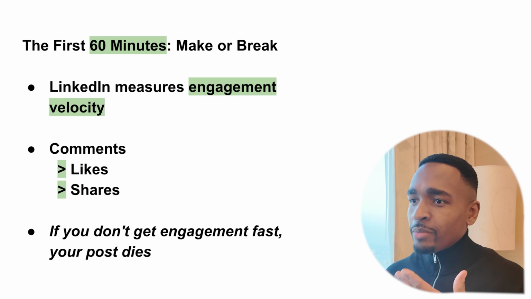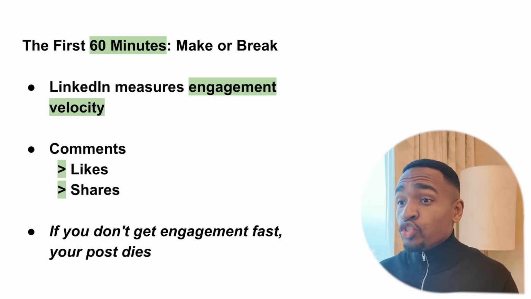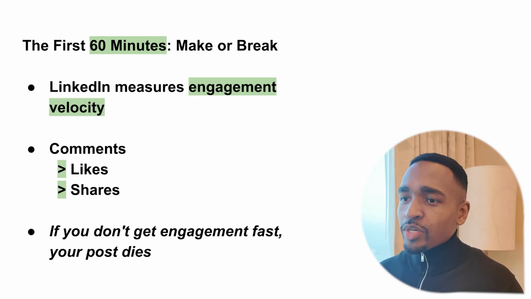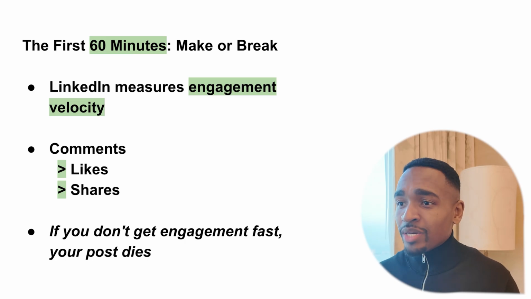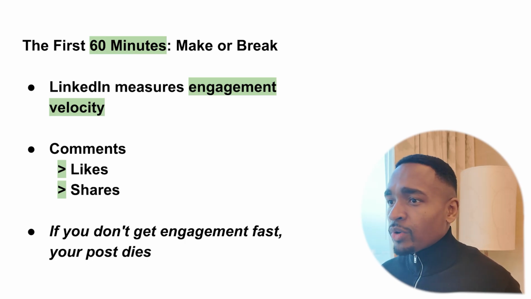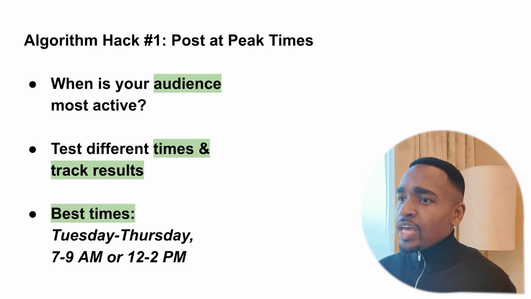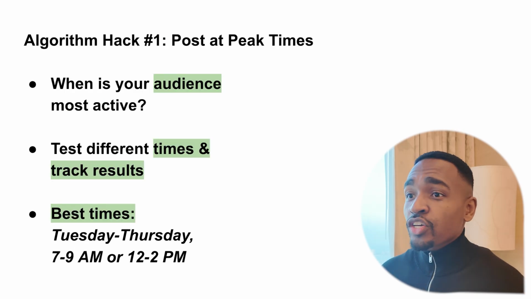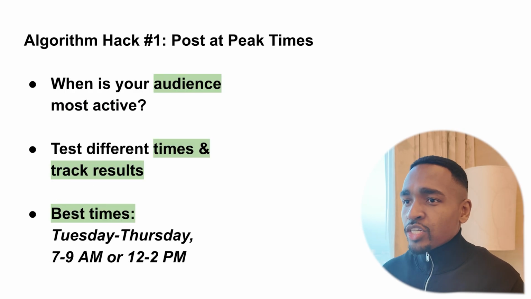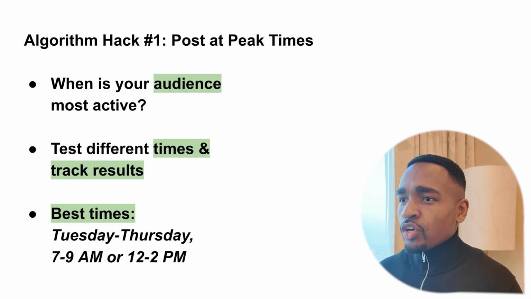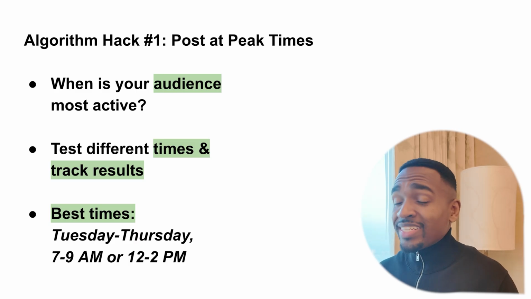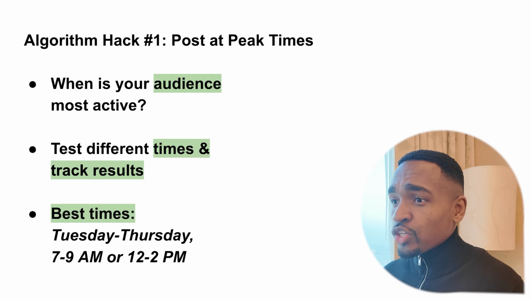This is why your timing, your engagement strategy, and your post structure matter so much, because you really need to maximize engagement in that critical first hour. So with that being said, if you post when your audience isn't actually online, you're not going to get as much engagement in the first 60 minutes. So you need to think to yourself, well, when is my audience most active? For example, for B2B professionals, the great times could be a Tuesday through Thursday, either between 7 to 9 a.m. or 12 to 2 p.m. Even the evening works well as well.